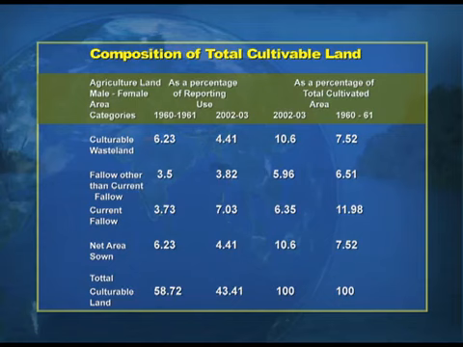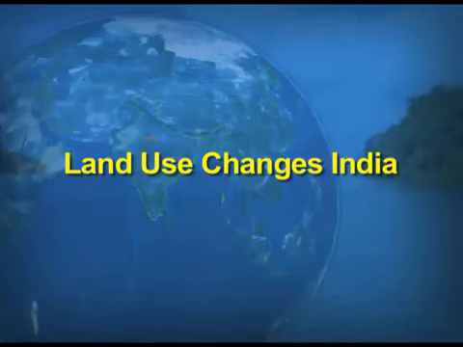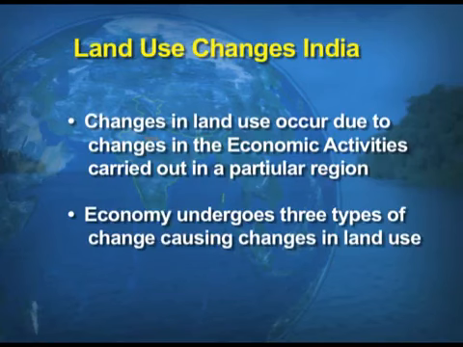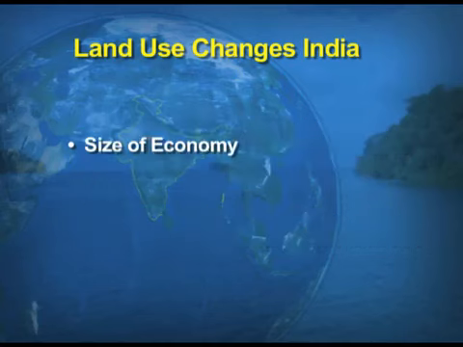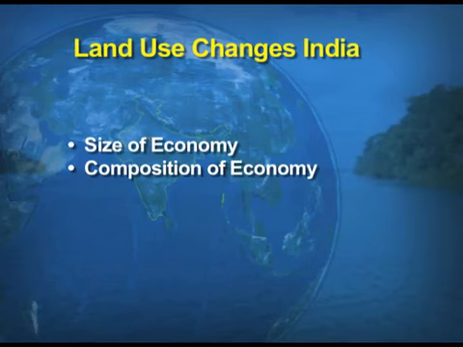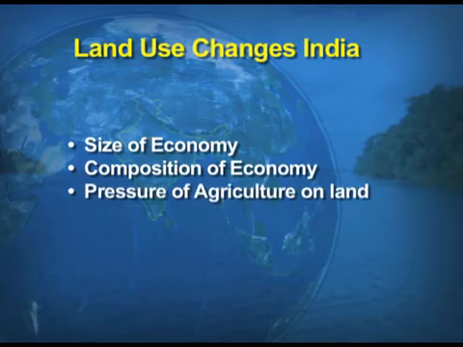Under the cultivable wasteland, you see that there is a downward trend in the percentage of area, which is a good sign for a country like India, where we have a shortage of land for agriculture. So, this trend shows how with the passage of time our land use changes according to the requirement. Now, land use changes due to the changes in the economic activities, which may be the size of economy, the composition of economy and the pressure of agriculture on land.